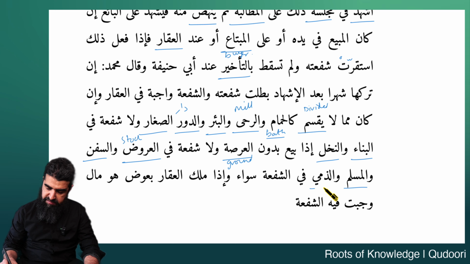Muslim is obviously a Muslim. Dhimmi is a non-Muslim living in a Muslim state. Shuf'a, sawa, malaka, iwad. Iwad means exchangeable item. Iwad, ayn, wawda. Okay, that's basically that.